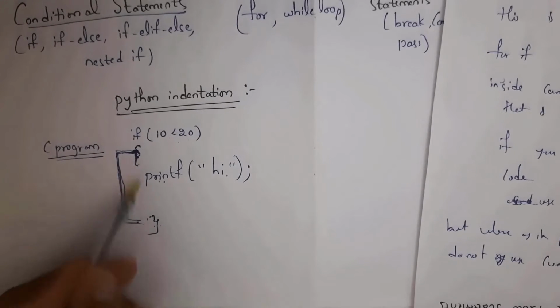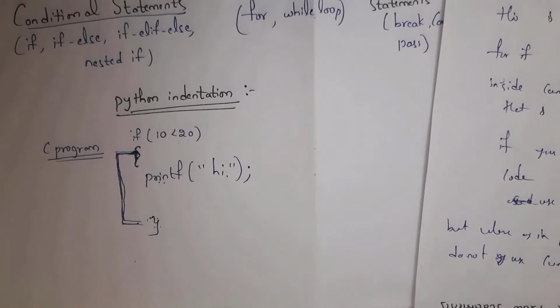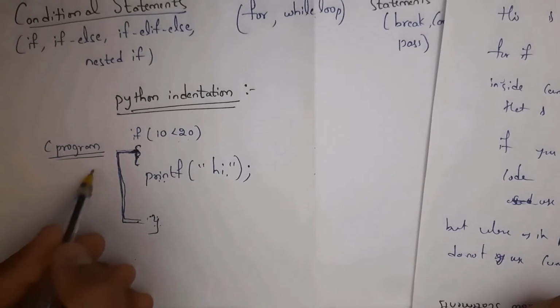Instead of curly braces we use indentation. Indentation is nothing but space. Whatever space that you give, we call this space indentation. I will give an example. I will explain the same program using Python.